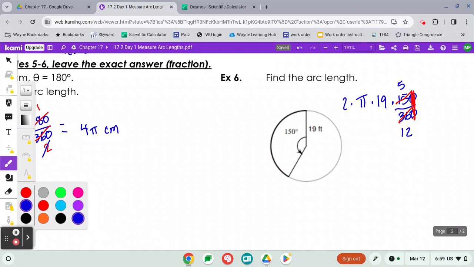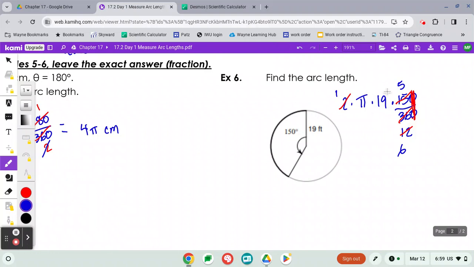So from here, we still can cancel this further. We have a 2 at the front. 2 would go into 2 1 time. 2 goes into 12 6 times. Okay, and so therefore, on the bottom, we got a 6. That breaks apart to 3 and 2, but 19 and 5, nothing else can cancel. So now multiply across the top. You see we have a 1, and pi, and 19 and a 5.